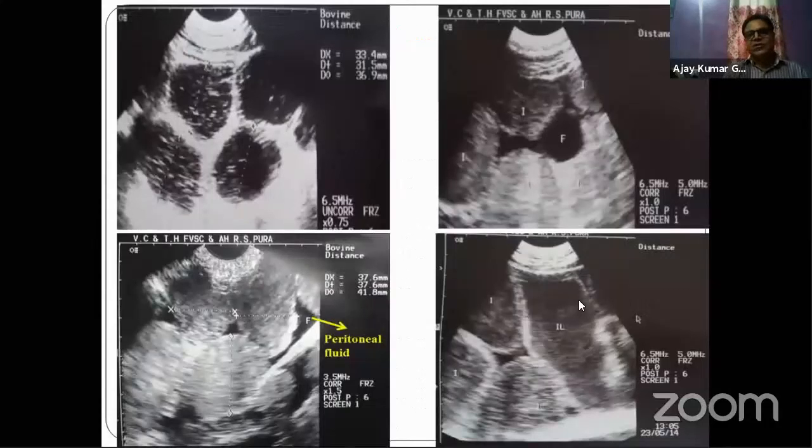So this is a varied picture of intestinal loops which are seen in ileus, and these have been found to be intussusception in our area. So all these pictures, although they represent only ileus, turned out to be intussusception in Jammu.